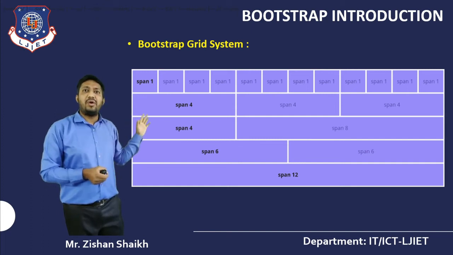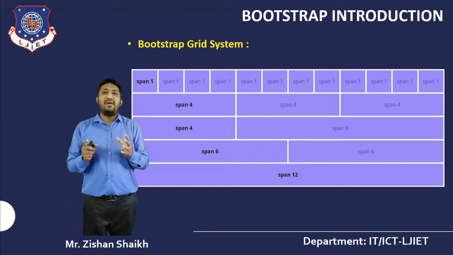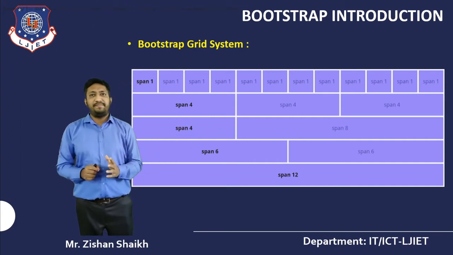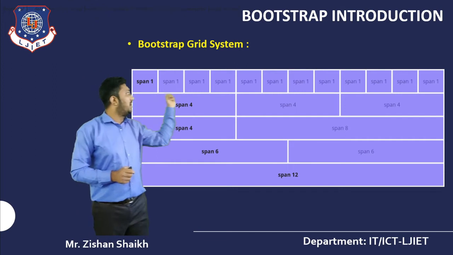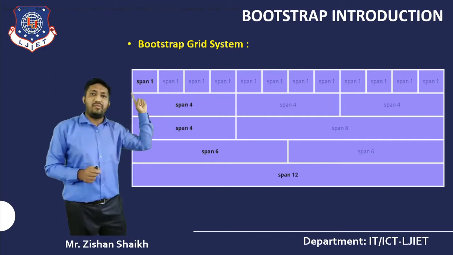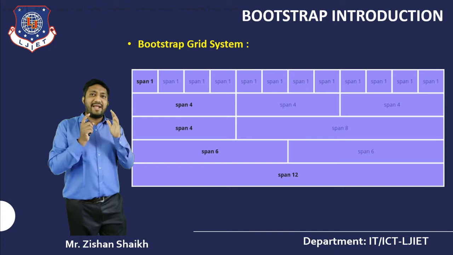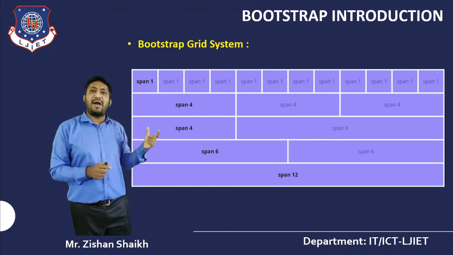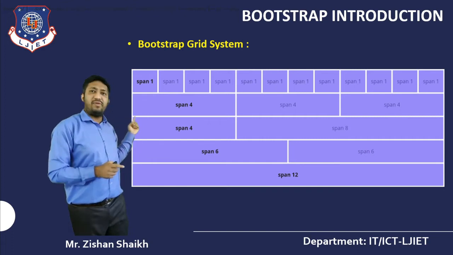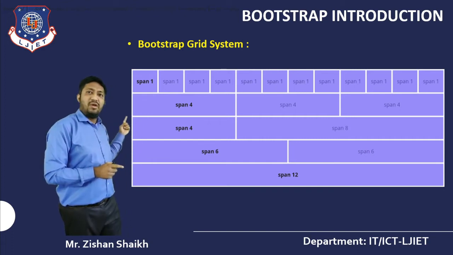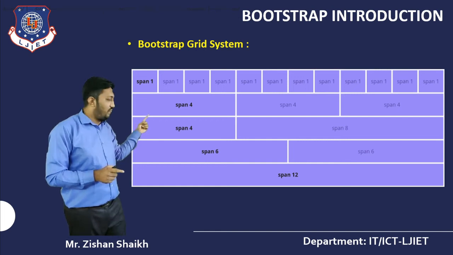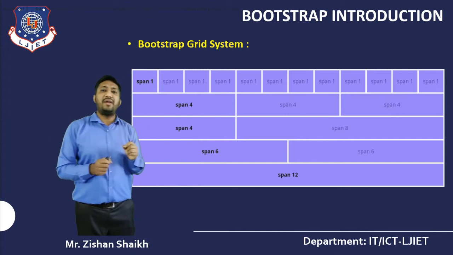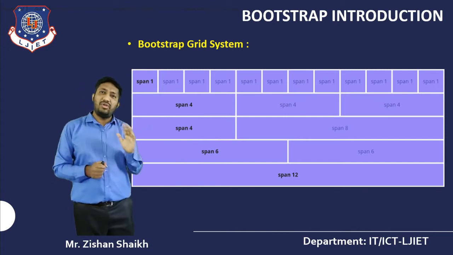The second possibility: if I want to take my whole screen size into 3 equal parts. We have a total of 12 spans by default. So if I want to adjust my screen into 3 equal parts, each will be a part of 4. So according to row number 2, the first column spans 4 columns, the second one 4, and the third one 4. So we can divide our whole screen into 3 parts.